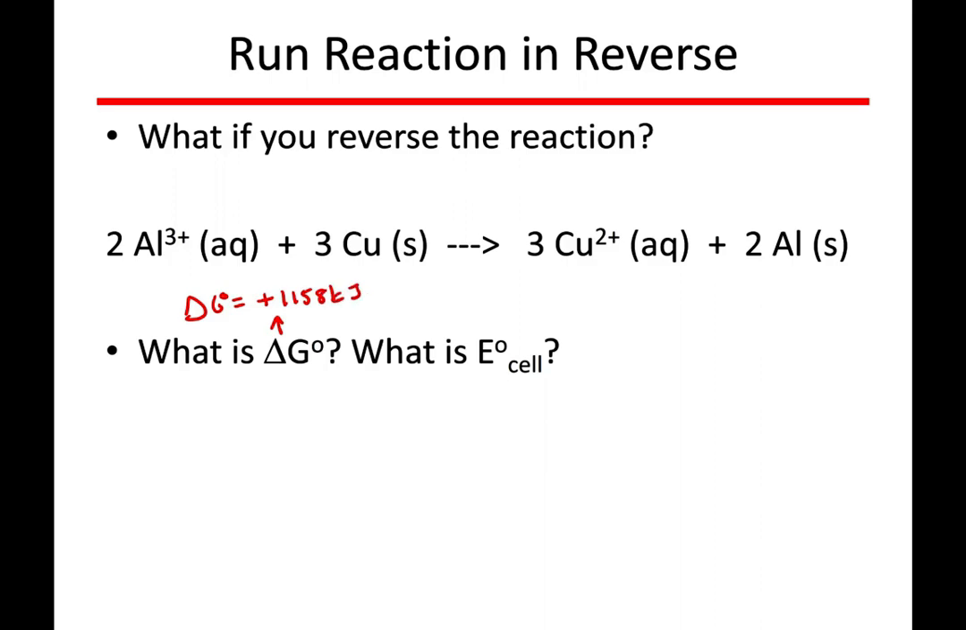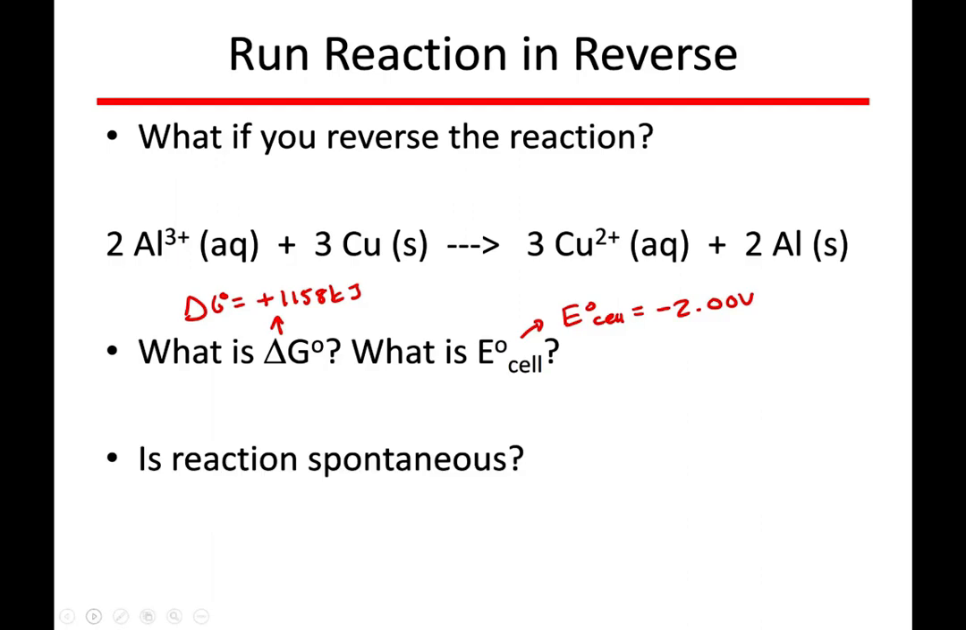And also, when you reverse the reaction, that's going to change the sign of the standard cell potential, right? You could go through the equation delta G standard equals negative nFE naught for the cell to show that to yourself. But when you reverse it, it will change the sign. So the standard cell potential will now be negative 2.00 volts. Let's think about what that means. Is this reaction still spontaneous? No. And we know that because delta G standard is greater than 0, and because the cell potential is negative.